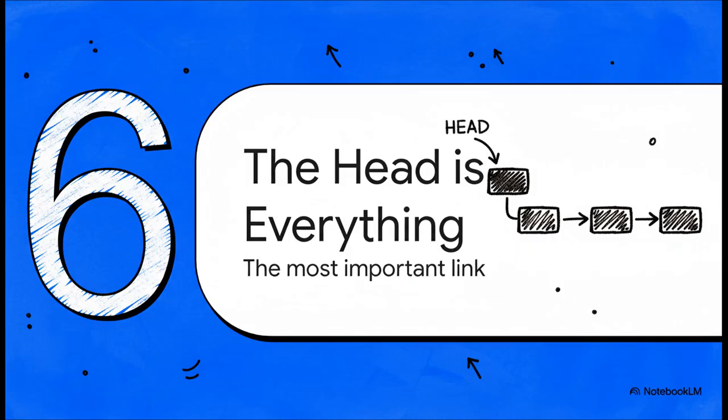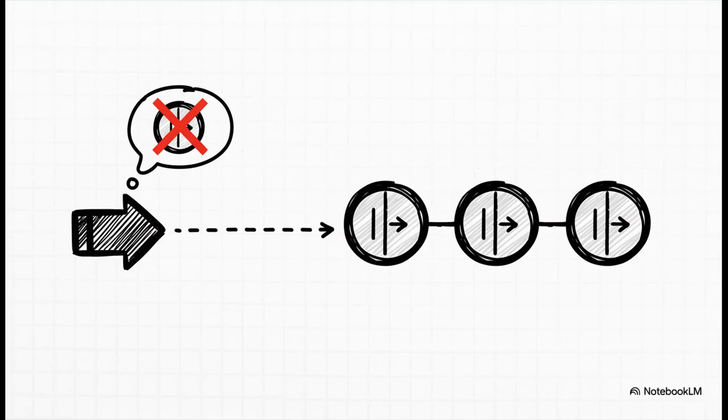We can build a chain that's 1,000 nodes long, but no matter what, in every linked list, there is one single pointer that is more important than all the others combined. It's our one and only entrance. We call this special pointer the head. Now, it's really important to get this. The head is not a node. It doesn't hold any data, it's just a simple pointer. And its only job is to remember the memory address of the very first link in our chain.